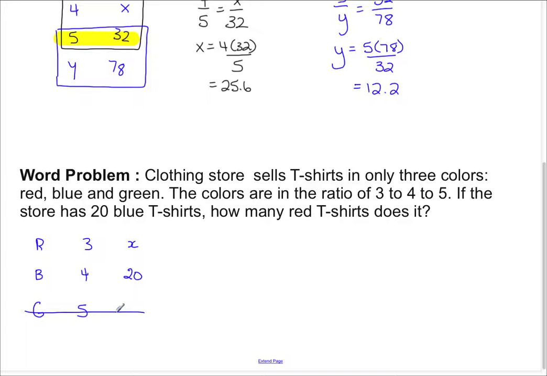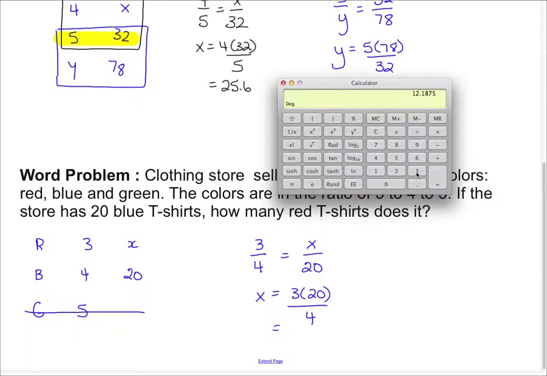Now notice that we don't even need that last ratio. We have the ratio we're going to set up here. It's going to be 3 over 4 equals x over 20. And there you have it. We just have to cross multiply and divide. So our x is going to equal, remember, 3 times 20, and then we divide it by 4. So plugging that into our calculator, we have 3 times 20 divided by 4 is 15.